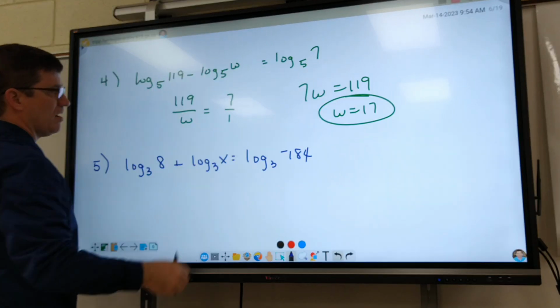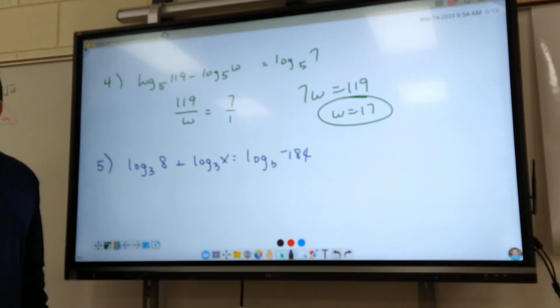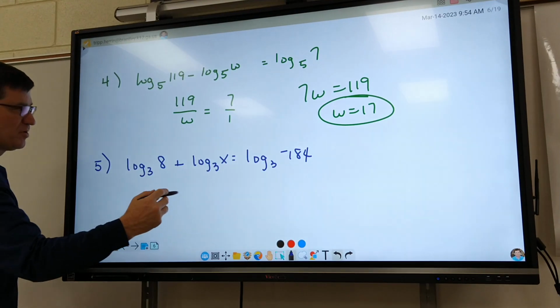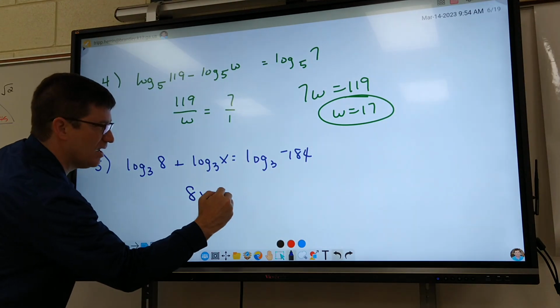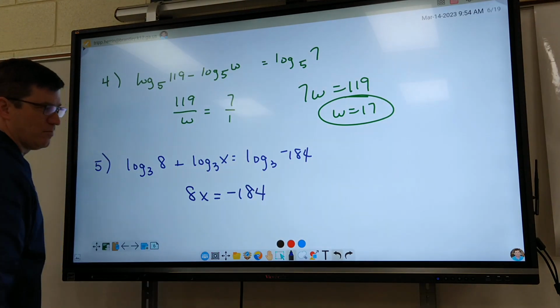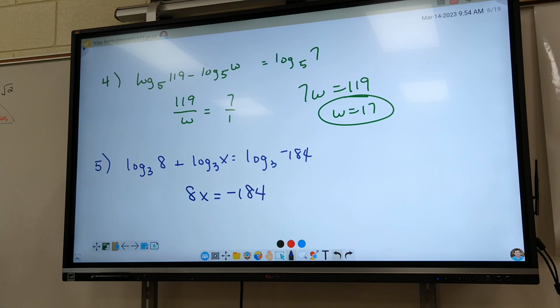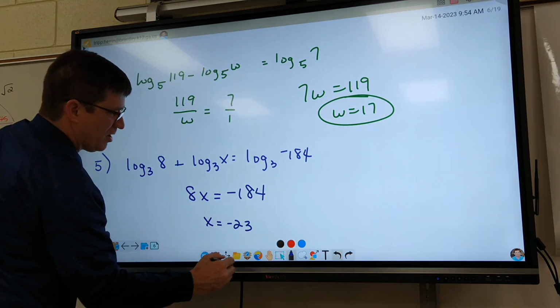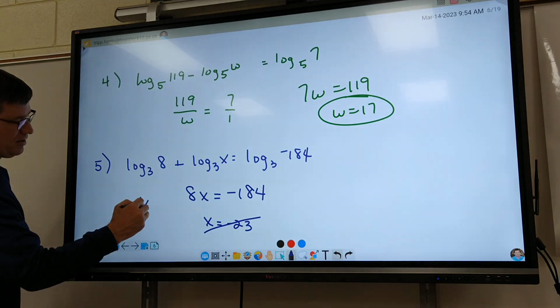Mark out all your logs, but now we got a plus in the middle. So with our properties of logs, when it's got a plus in the middle, it becomes times. So it's 8 times x equals negative 184. Somebody please divide it for me. Negative 23.